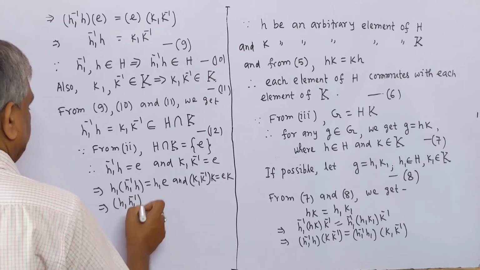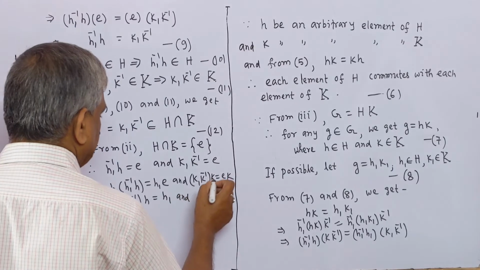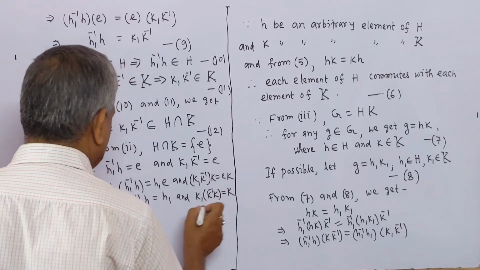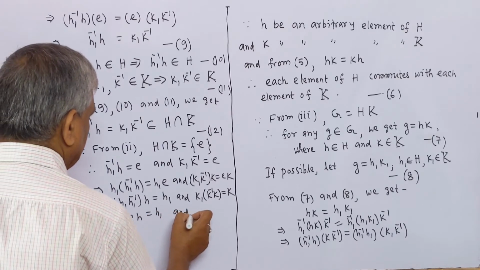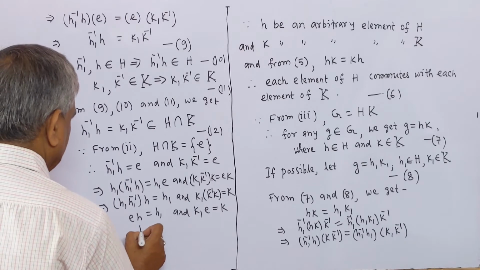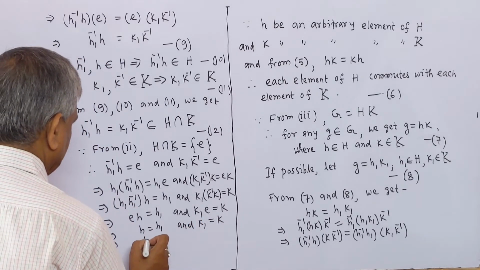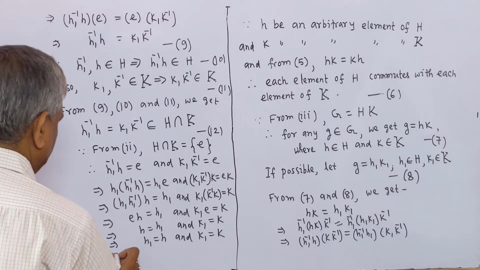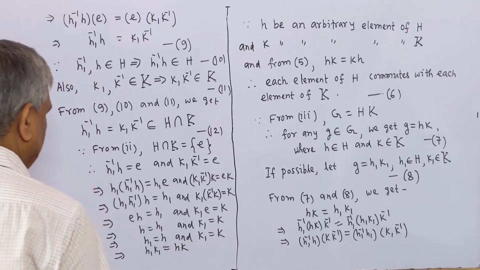This implies that H1 inverse, by the associative property, H equals H1 identity element, which is H1, and here by the associative property K1 K inverse K equals E operation K, which is K. This implies that H equals H1 and K1 equals K, so H1 equals H and K1 equals K. This implies that H1 K1 equals HK, which is G.